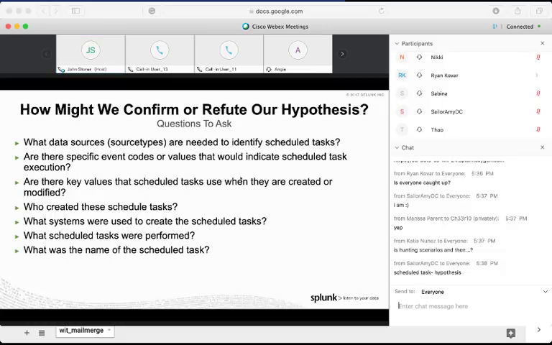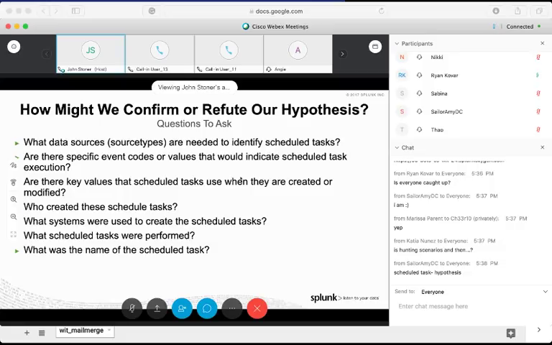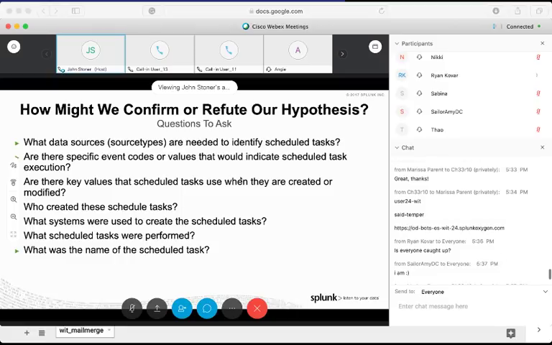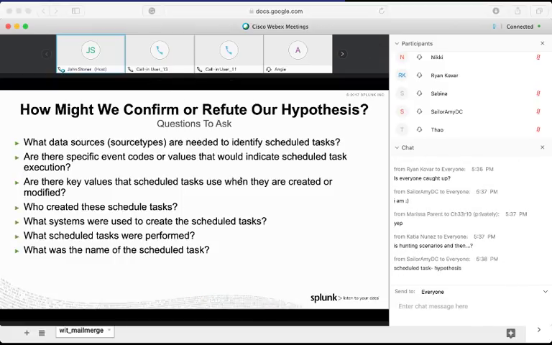But, you know, what are some questions that, as we're starting to hunt through this, we want to ask that can either confirm or refute our hypothesis? One of the first things I always want to do is think about what data sources I have that can identify scheduled tasks. Because if I can start honing in on the specific data sets, that's going to be very important. Are there specific event codes or values that could indicate scheduled task execution?